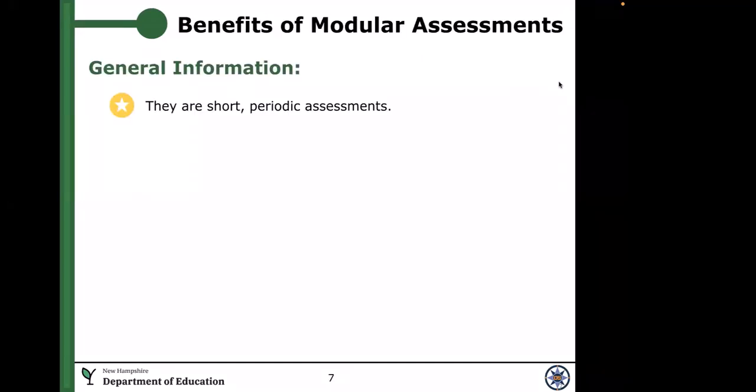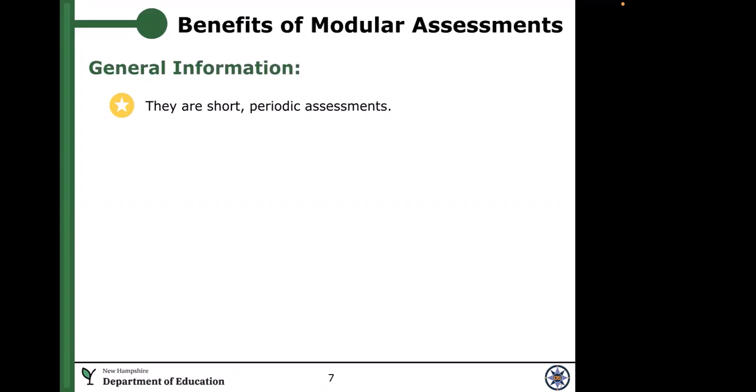So some of the benefits of the modular assessments. First and foremost, they're pretty short and they're periodic assessments. The New Hampshire SAS summatives are the really long ones. They have to do with all different areas of ELA and math. These particular modular assessments are shorter.